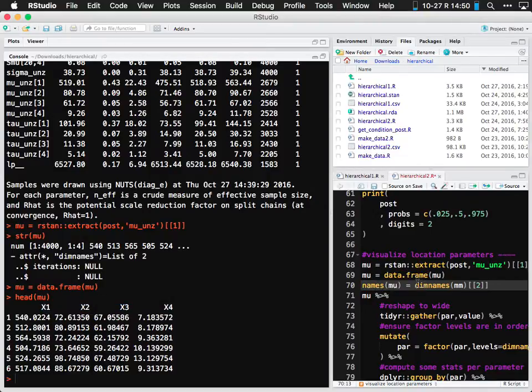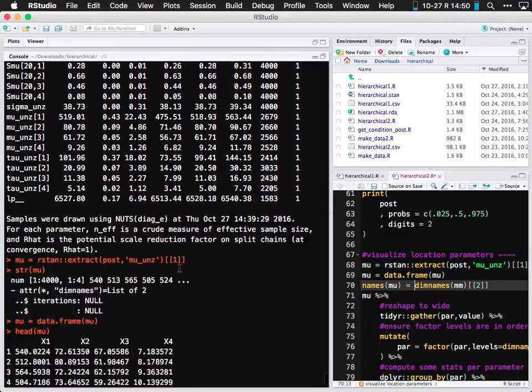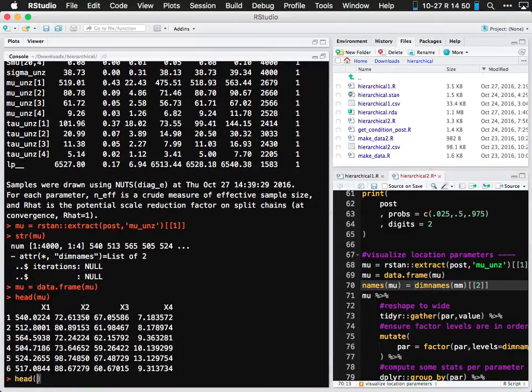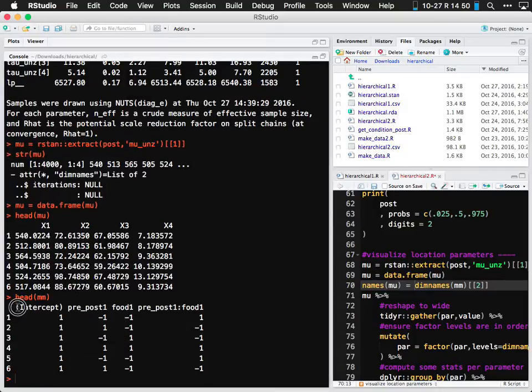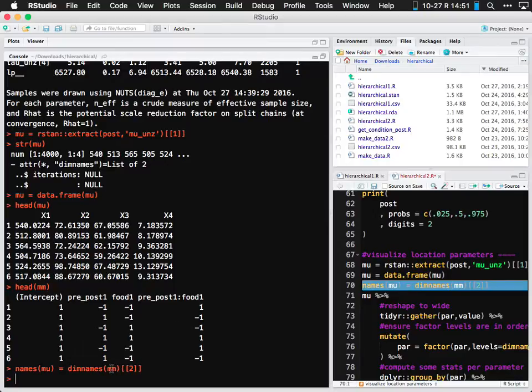But I still have that thing called MM. If I say head of MM, it has the nice labels: intercept, prepost, food, prepost colon food, indicating it's an interaction. So I can just grab the names from MM and tell the names of mu to be those names. That's what line 70 is doing. It's saying grab the names from the model matrix MM and apply them so that the columns in mu are a little bit more informative.